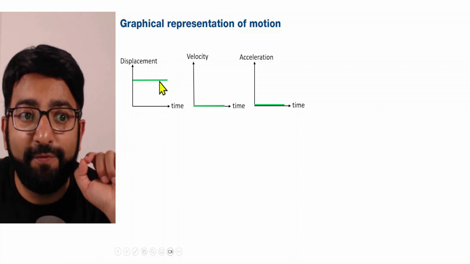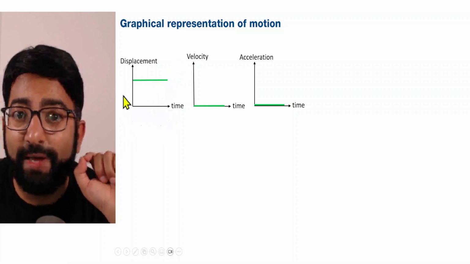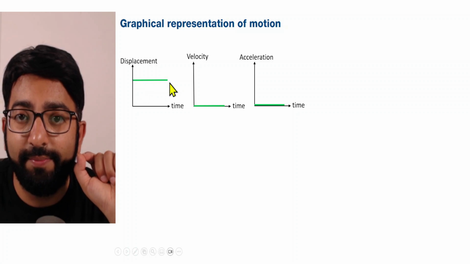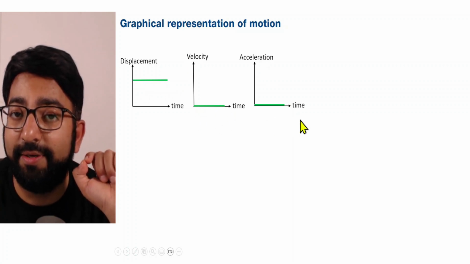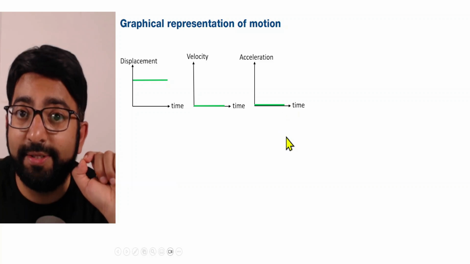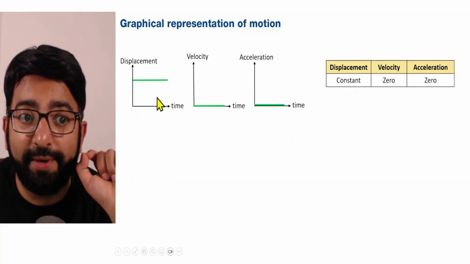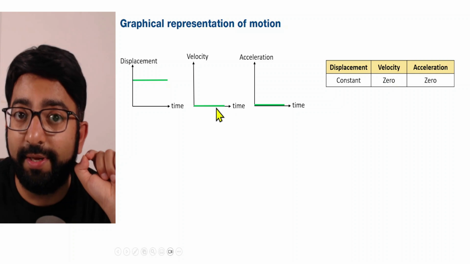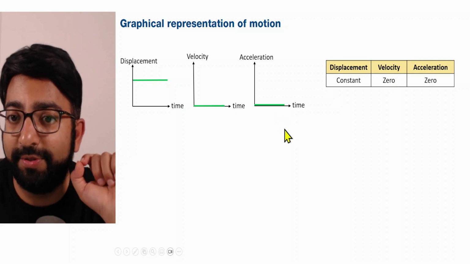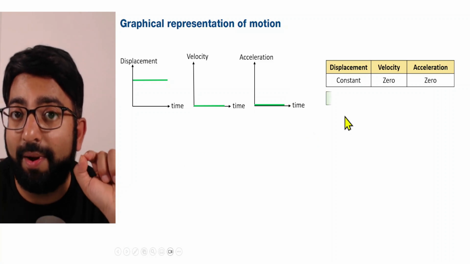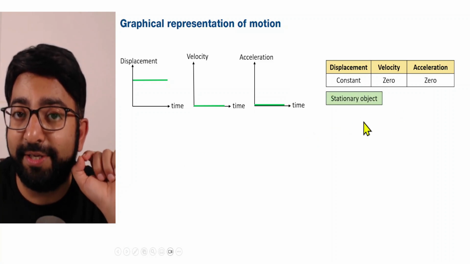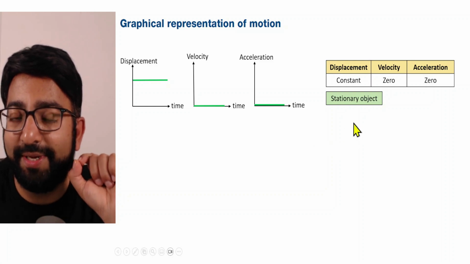So on the extreme left, we can see that the displacement time graph is a horizontal straight line. The velocity time graph is actually a zero line. Acceleration time is also a zero line. Hence, we can deduce that the displacement is a constant value, velocity is zero, and acceleration is also zero. Hence, we can deduce that all the three graphs represent a particle which is not moving, a stationary object. So this was the first example.